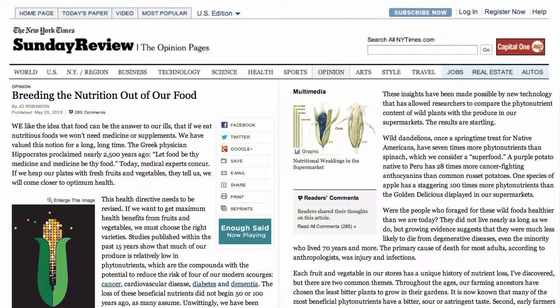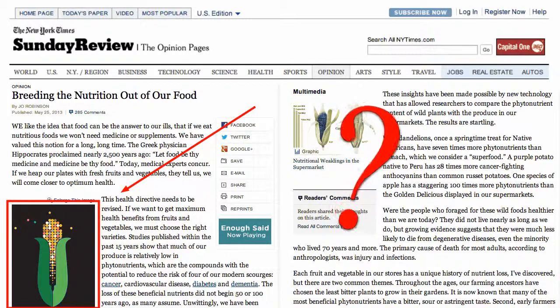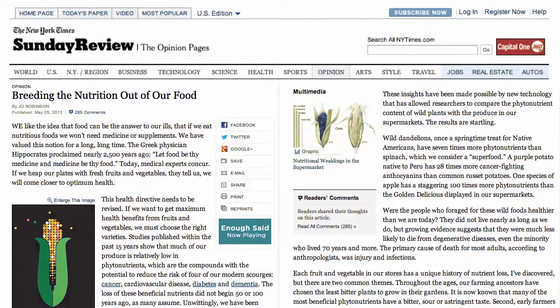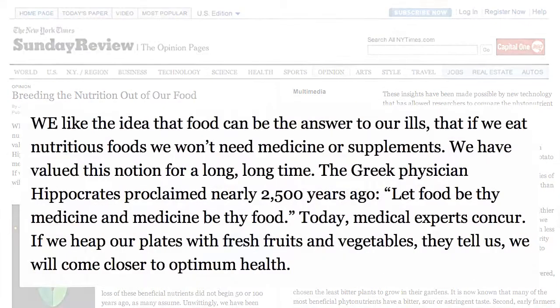Consider this op-ed from the New York Times. Why do you think this illustration was chosen to accompany the piece, and what opinion do you form about it? Do you think of Frankenfood or sterile laboratories? Let's take a look at the actual piece.